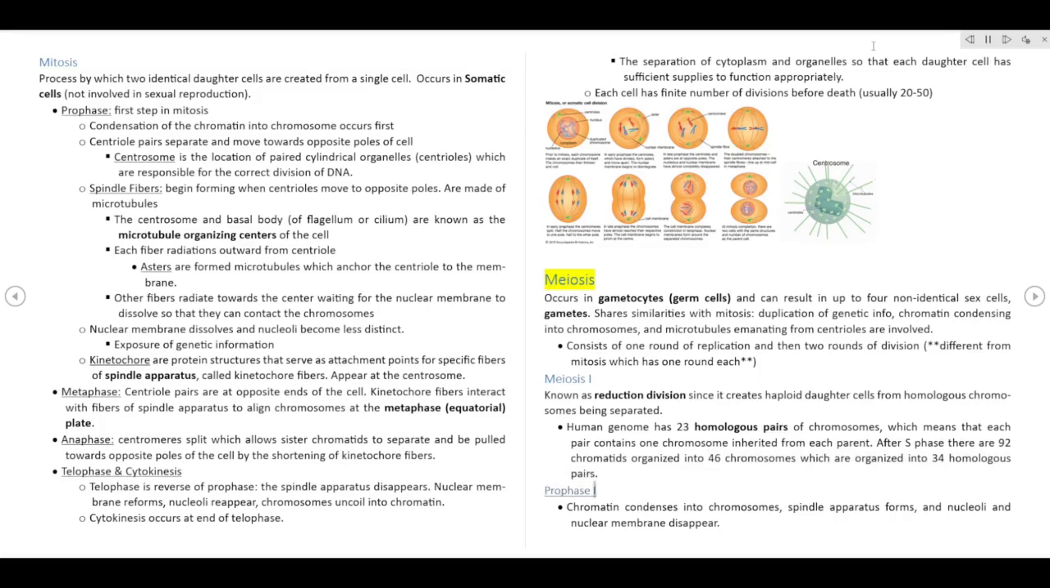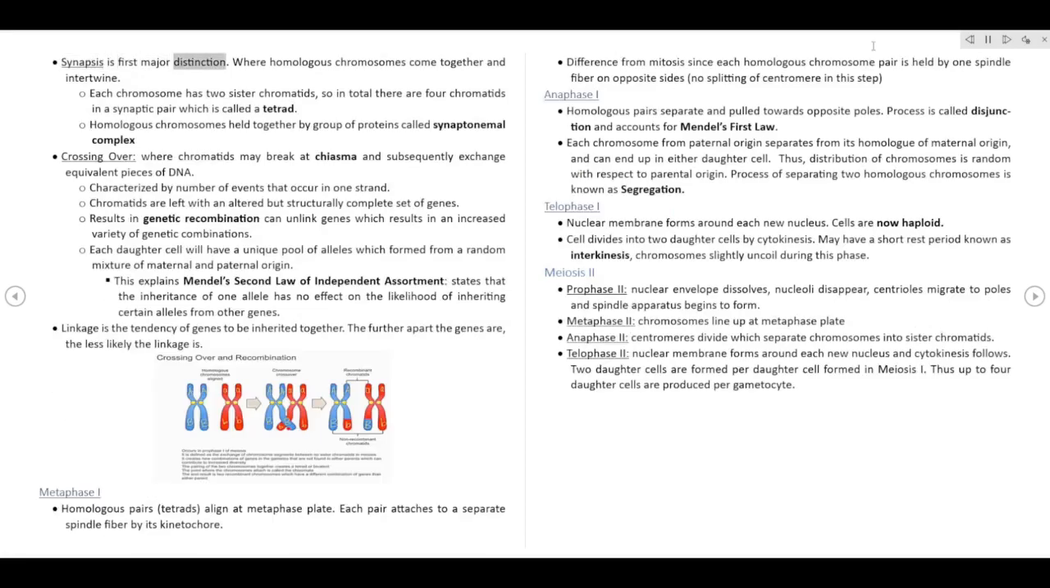Prophase I. Chromatin condenses into chromosomes, the spindle apparatus forms, and the nucleoli and nuclear membrane disappear. Synapsis is the first major distinction, where homologous chromosomes come together and intertwine. Each chromosome has 2 sister chromatids, so in total there are 4 chromatids in a synaptic pair, which is called a tetrad. Homologous chromosomes are held together by a group of proteins called the synaptonemal complex.